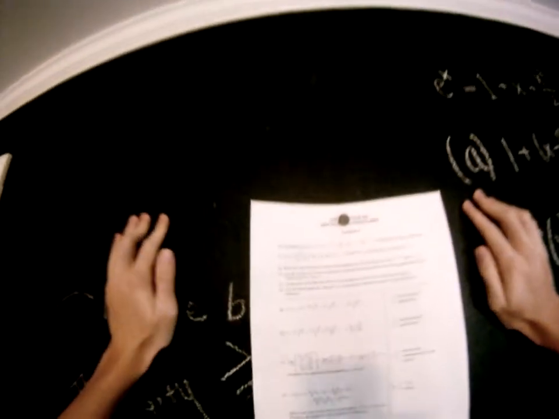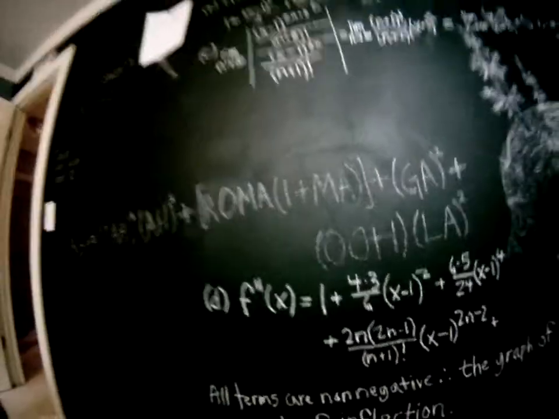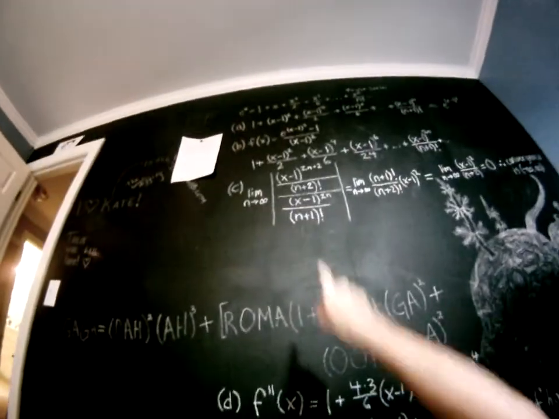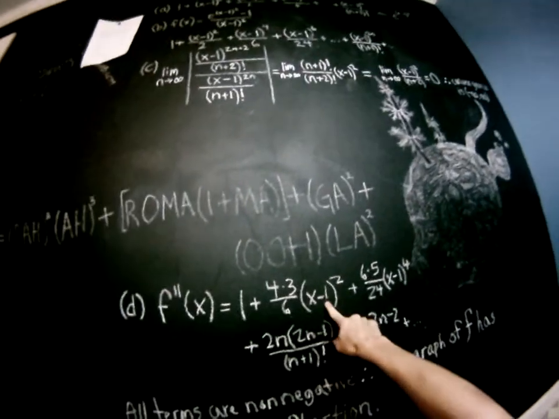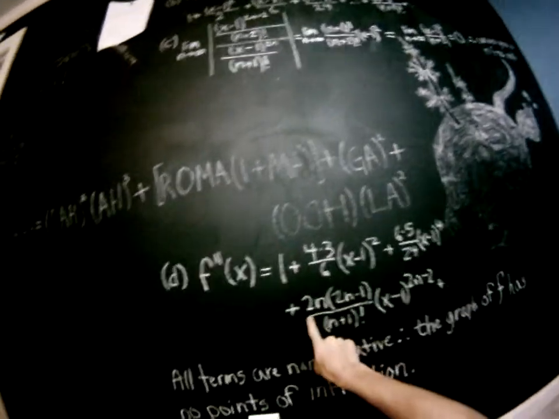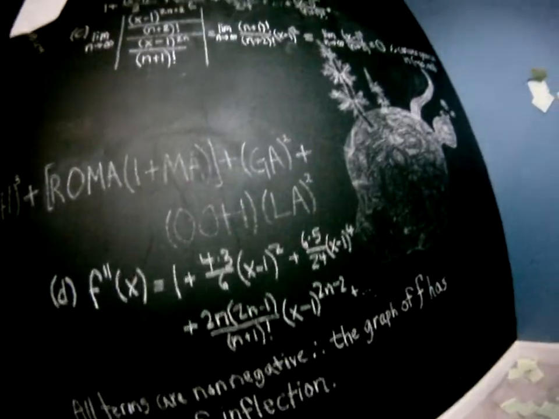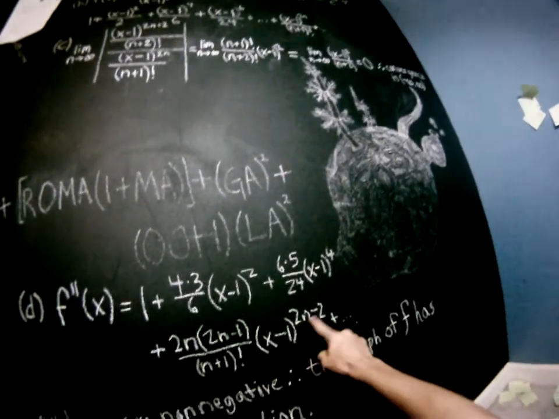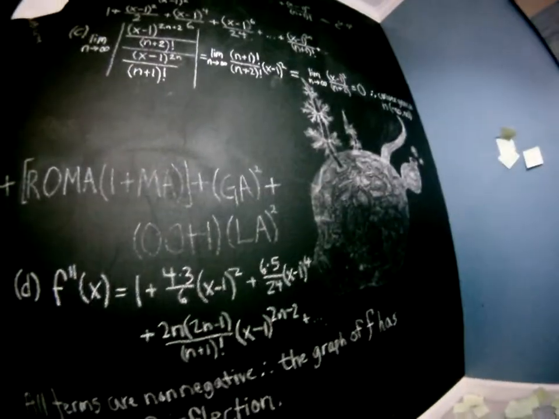Part D says to use the Taylor series for f about x equals 1 to determine whether the graph of f has any points of inflection. For this one, all you have to do is take the second derivative of the series up there, which will give you 1 plus (4 times 3 over 6)(x-1)^2, and so on, and give you the general term of 2n times (2n-1) over (n+1) factorial times (x-1) to the 2n minus 2. Here we can see that all the terms are non-negative, so the graph of f has no points of inflection.